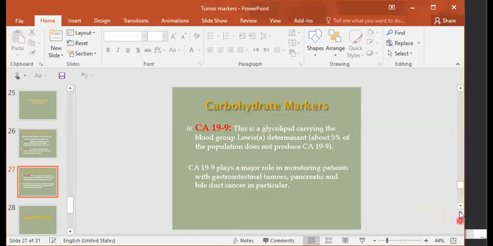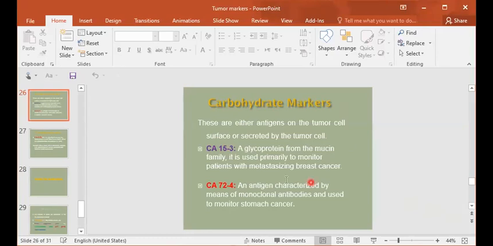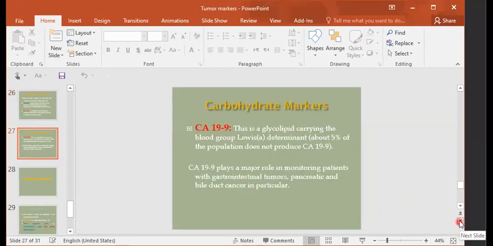What else do we have? We have also some carbohydrate markers like CA15-3, elevated in metastasizing breast cancer, cancer breast with metastasis. CA72.4 is elevated in stomach cancer, to monitor stomach cancer.